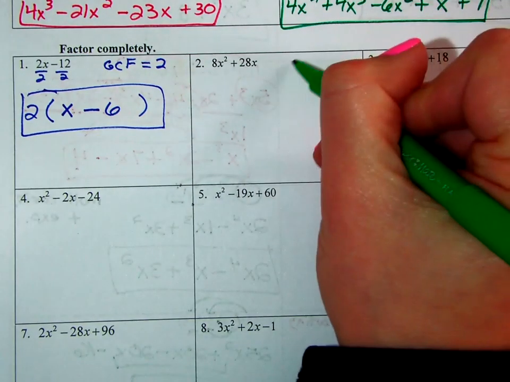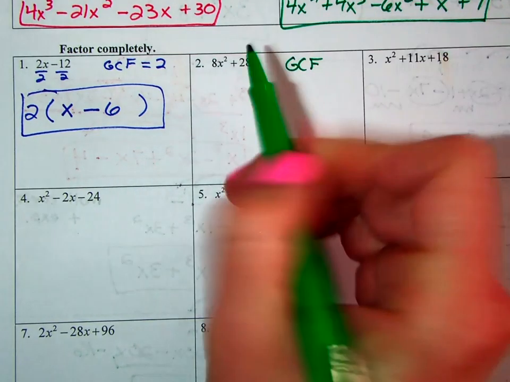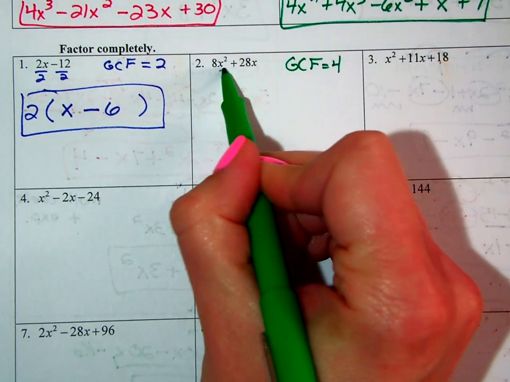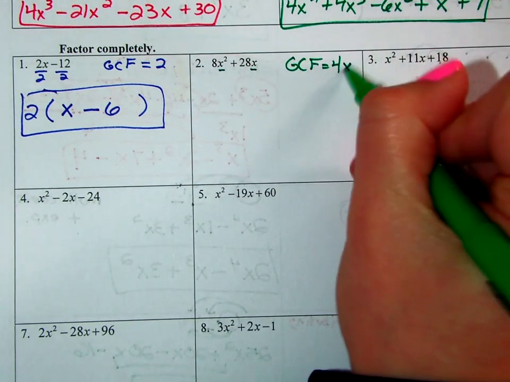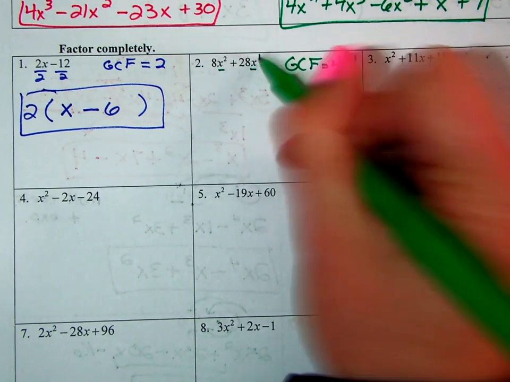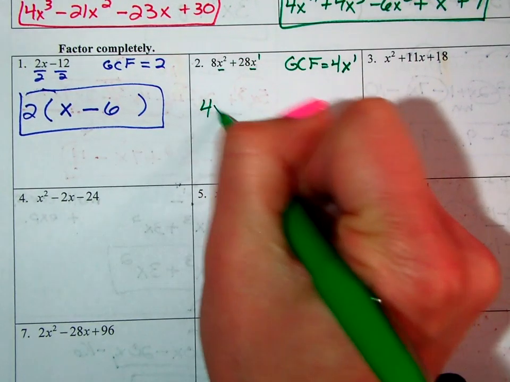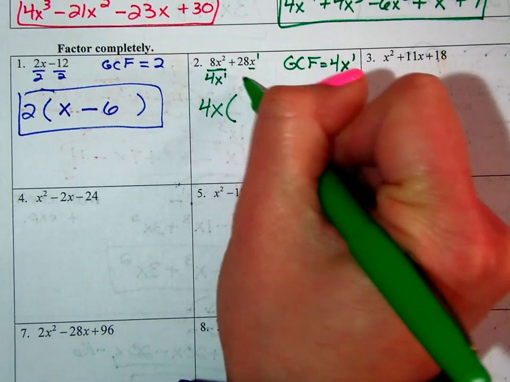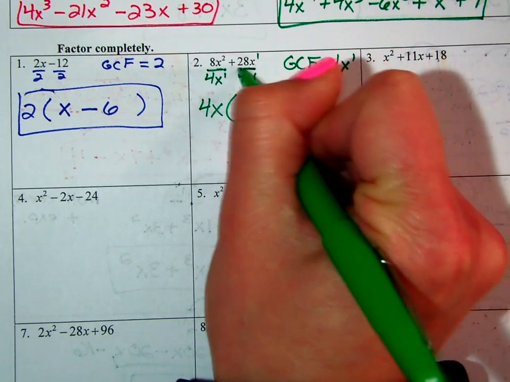Next one, again, we always look for a GCF first. In this case, 4 goes into both of them, and we should also notice that there's an x in both of them. So x has to be part of my GCF, and we take the smallest exponent, which is the 1 that's on this one. So 4x is my GCF, and then we can divide each one of these by 4x to the first in order to figure out what goes on the inside.